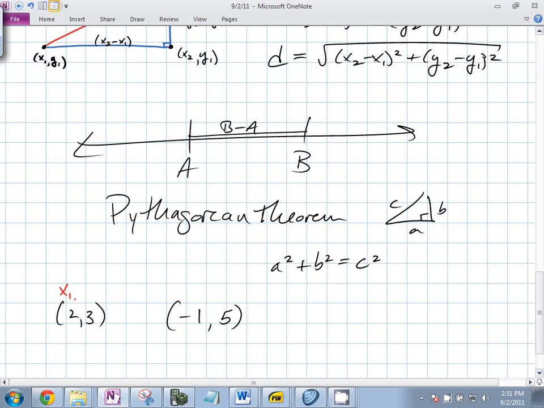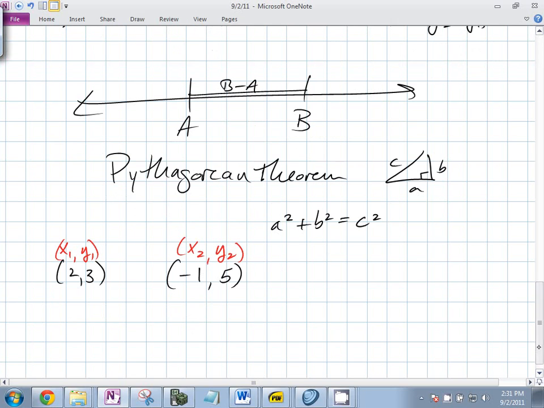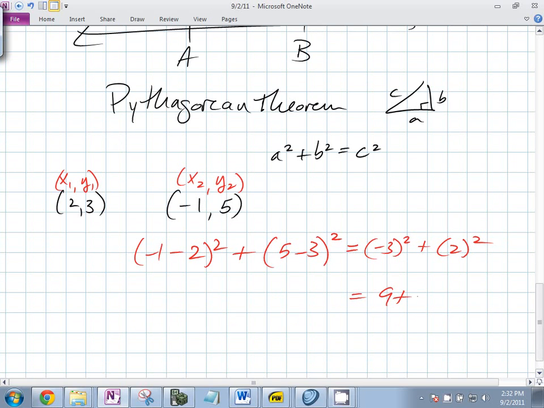So let's say x1 and y1, and call this one x2, y2. So we subtract the x values. -1 minus 2, and we square it, and then we add 5 minus 3 squared. That's -3 squared plus 2 squared, which is equal to 9 plus 4, so that's equal to the distance squared. So what's D equal? The square root of 13. You have to square root it because it's D squared.